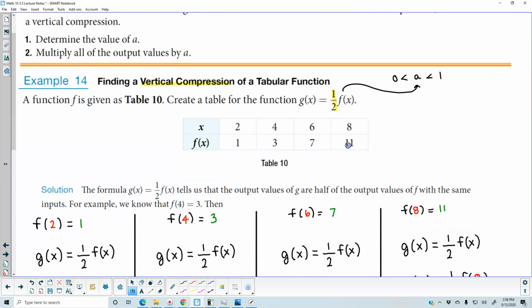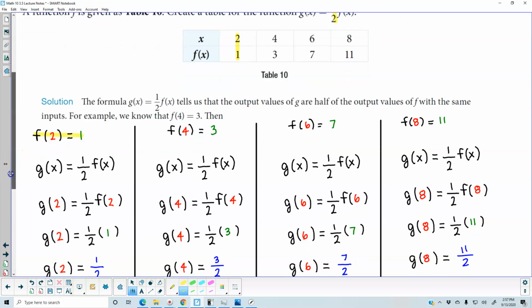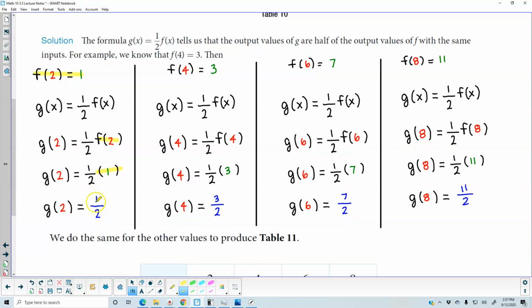That means that now our output values are going to change, but our input values are going to stay the same. Now, if we look at the table here, we know that f of 2 has an output of 1. Now, g of x tells us that we need to take 1/2 and multiply it by f of x. So if we change x to be 2, g of 2 is going to equal 1/2 the output of f of 2. Well, the output of f of 2 is 1, and if we take 1/2 and multiply it by 1, that's going to give us 1/2. So now g of 2 is going to equal 1/2.